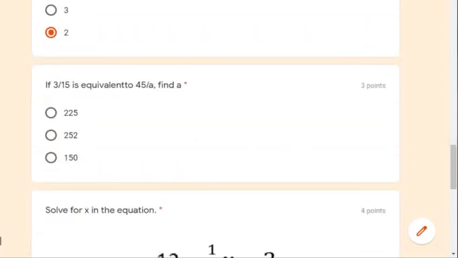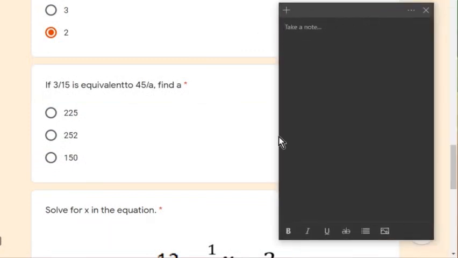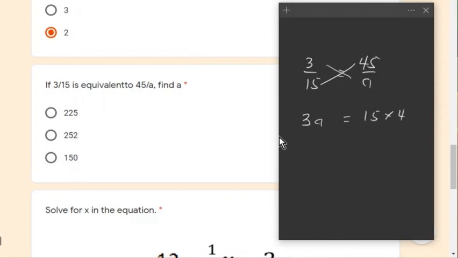Next question, if 3 over 15 is equal to 45 over a, we should find a. So we have 3 out of 15 is equal to 45 over a. So this is similar to proportion, so we can do cross multiplication. So I have 3 times a, that will give me 3a is equal to 15 times 45. Okay, and then when I divide both sides by 3, I'm going to get 3a over 3 is equal to 15 times 45 all over 3.